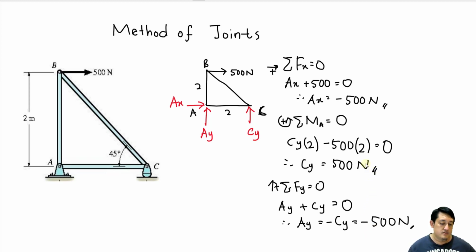Next, now is the time that I will show you how we can use the method of joints. To use the method of joints here, what we need to do is focus on a joint only. So let's look at joint A. At joint A, we have a member like this, a member like this, and also at A we have the reaction forces AY and AX. Do not look at other parts. Do not look at B, do not look at C. Only A only.